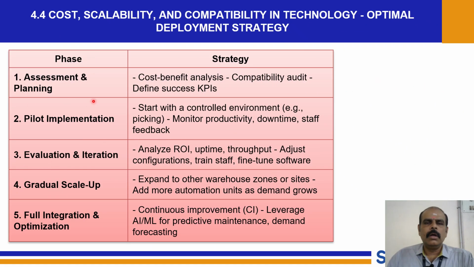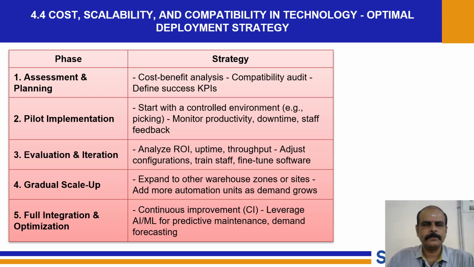Now, what are the phases and strategies we will see? So assessment and planning: think of cost benefit analysis, compatibility audit and KPIs. Likewise, go for pilot implementation. Do not implement all of a sudden for the entire plant. Only on a small pilot basis, think of evaluation and iteration. So this is going to be a continuous process. So we need to audit, we need to review the process, then gradually scale up. Why? Because we just implemented only for a pilot and gradually we can think of scaling it up. And finally, integrate the entire system and fine tune the system so that we can get optimal results.